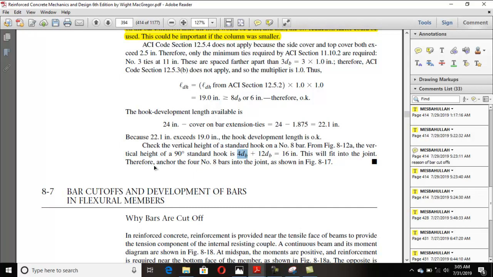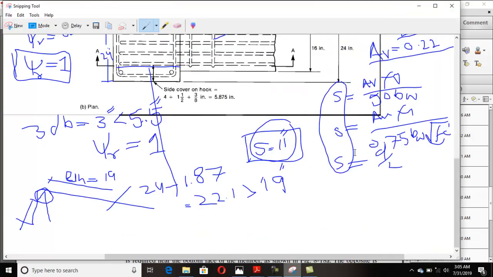your bend dia as well as your straight portion or the tail portion, tail extension. This tail extension, and there is a bend. Okay, so there is a kind of circle, whose dia will be 4 dB. Okay, and the straight portion will be 12 dB.